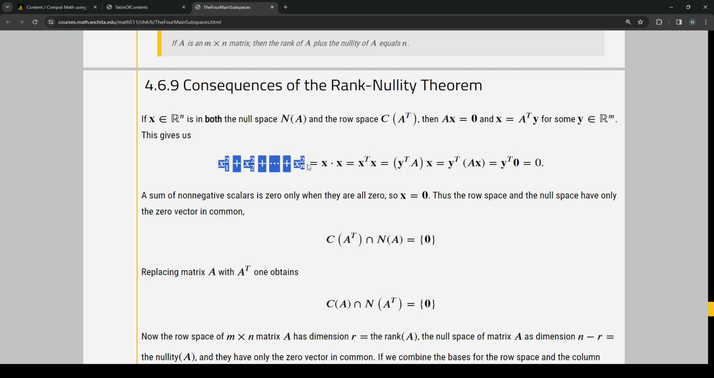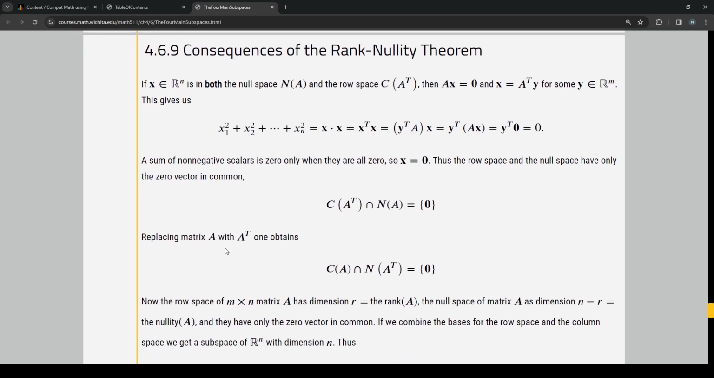This gives us this expression, which tells us that we're going to have 0 here. So the only vector that is going to be in both the row space and the null space of a matrix is the 0 vector. So their intersection is exactly 0. If we swap them, we see that the intersection between the column space and the null space of A transpose is also exactly 0.